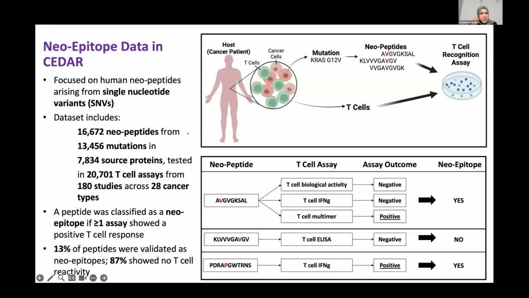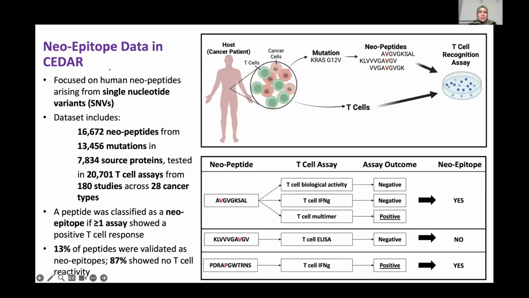So as we've heard today, a lot of different experimental data is available in CEDAR, but for this meta-analysis, we focus specifically on human neoepitopes that result from single nucleotide variants in cancer patients. So we excluded, for example, frame shifts and fusion epitopes because there's only a few data points available compared to the single nucleotide variants that we are focusing on here. So we wanted to keep this data set as homogeneous as possible to get the best results.